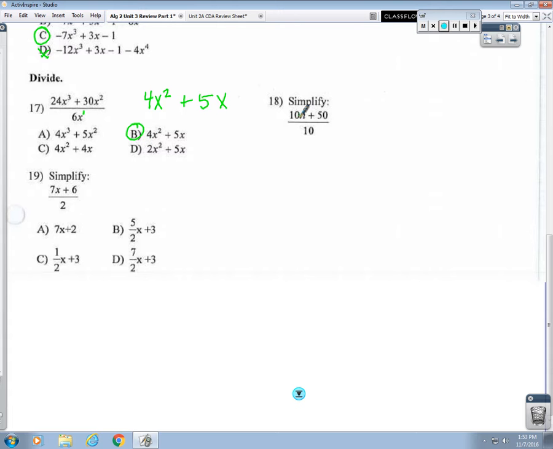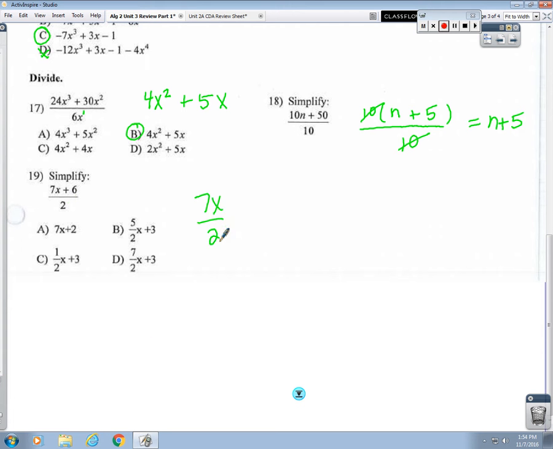Number 18. The top can be factored by GCF. What is the GCF of 10n and 50? 10. When you pull out a 10, what's left? Nothing for the first one. It's 5 for the next. Well, n plus 5, right? Because 10 times n is 10n, 10 times 5 is 50. Now that you've factored it out, you're able to cancel it with the bottom 10, leaving n plus 5 as the final answer.